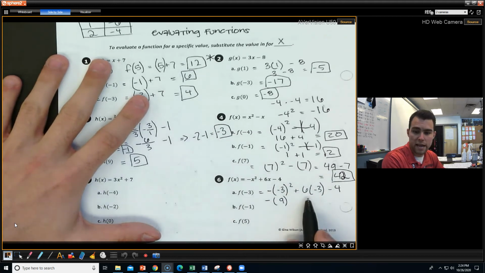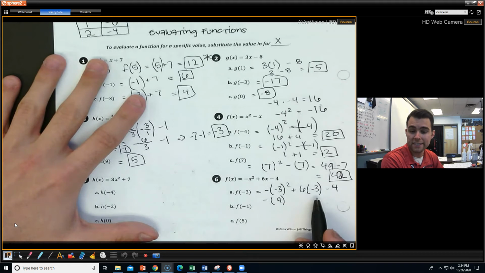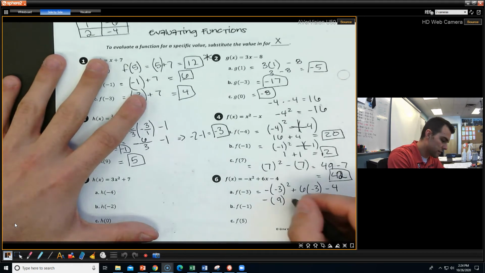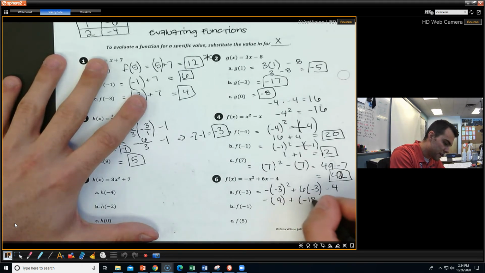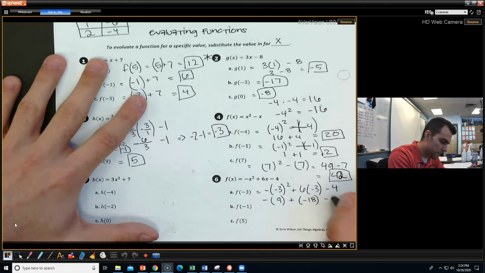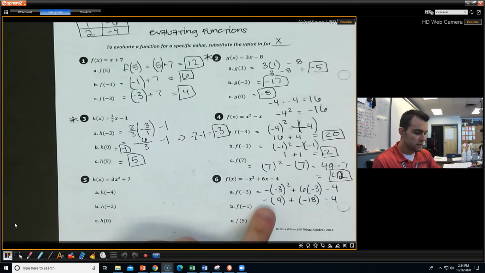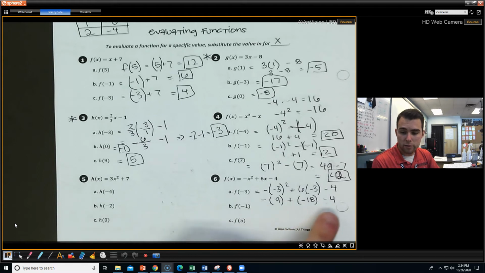And then right here we have a 6 times negative 3. That is a negative 18. Okay? Let's write it like this for right now. Then minus 4. Okay? Now, from here, let's focus on any multiplication, division we have to do.